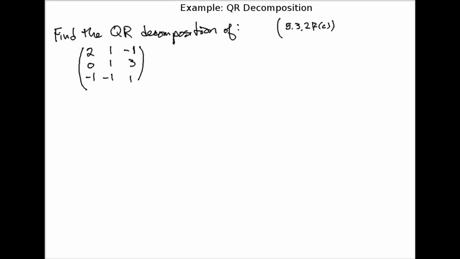This is a supplementary video. It's an example of the QR decomposition. So let's compute the QR decomposition of this matrix, and this is problem 5.3.27c.